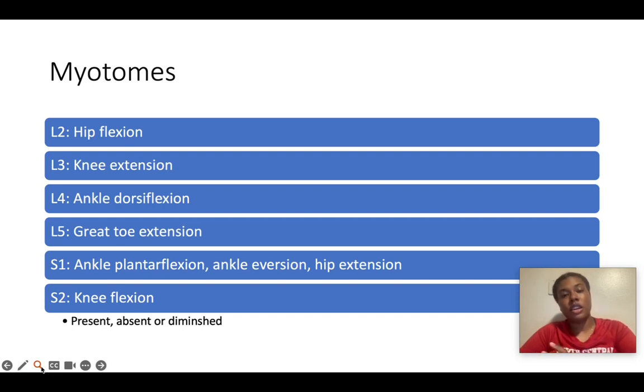And we're looking to see can the patient hold that position? Do they have a little bit of weakness, or can they not hold it at all? Is it present, absent, or diminished?